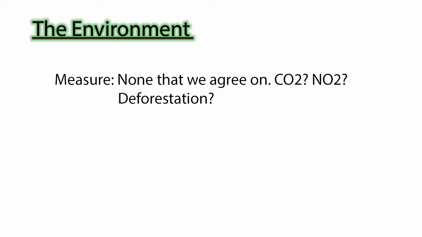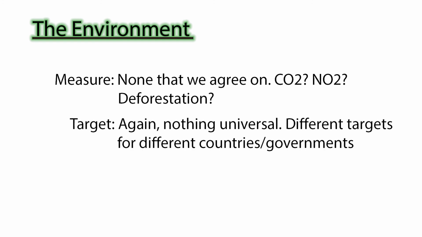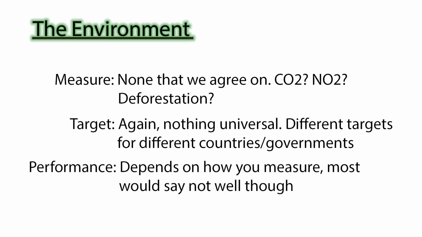How do we measure it? Do we use CO2 levels, nitrogen oxide levels, deforestation, a combination of multiple levels? How do we do that? How can we set targets when we know that politics plays such a role in combating climate change? The targets seem to change all the time. And then lastly, how are we performing?